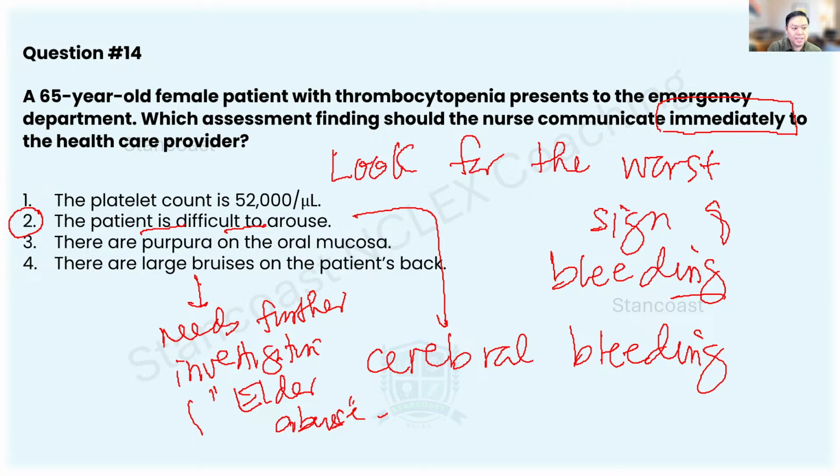So, number 2, the patient is difficult to arouse, if there is now a change in the level of consciousness, LOC. Change in LOC is one of those critical assessment findings. If the patient has been noted to have a change in the LOC, then that is significant. We need to act on it, make sure that we are going to prioritize this assessment finding. This could be directly associated with cerebral bleed. Guys, do not forget about LOC.